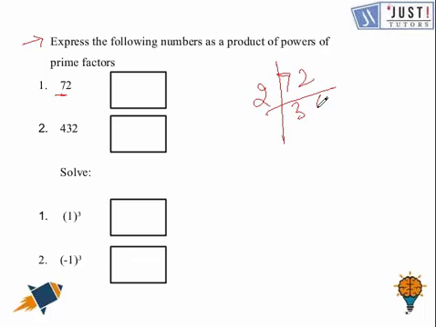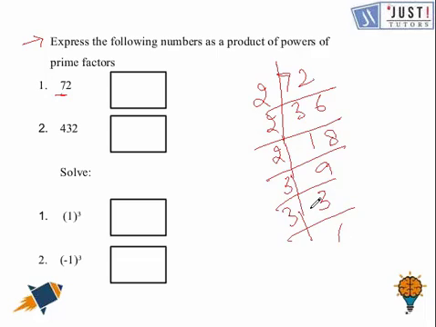And you can find it like this. This would be 36 here, this would be 18 here, divided by 2 again, now 9. It's divided by 3, so we can write it as 2 to the power 3 and 3 to the power 2. And as you know that 2 and 3, both of them are prime numbers. Similarly, we can find out the prime factors of 432, and we can write it as 2 to the power 4 times 3 to the power 3. So in this way, we can solve these questions.